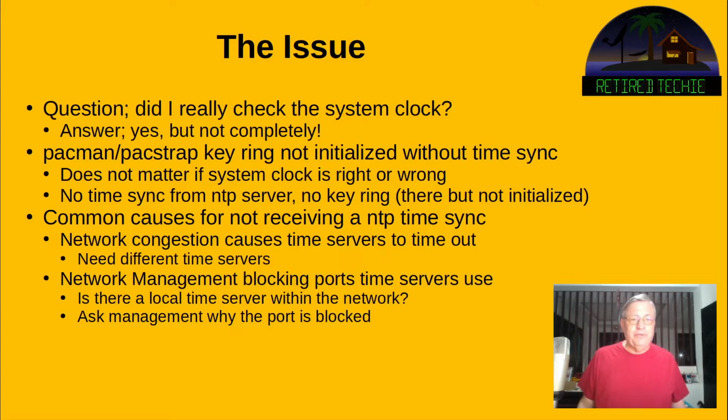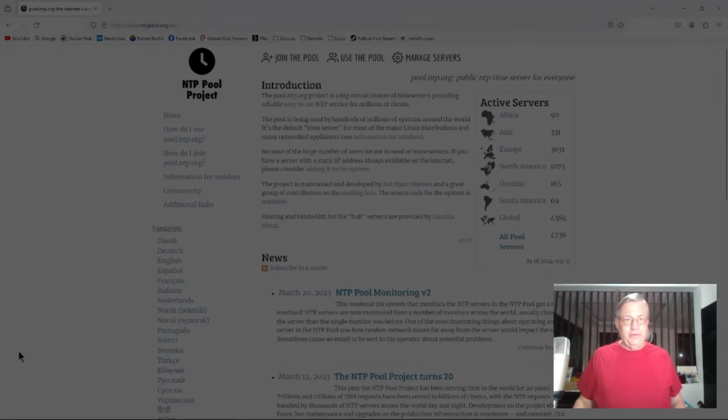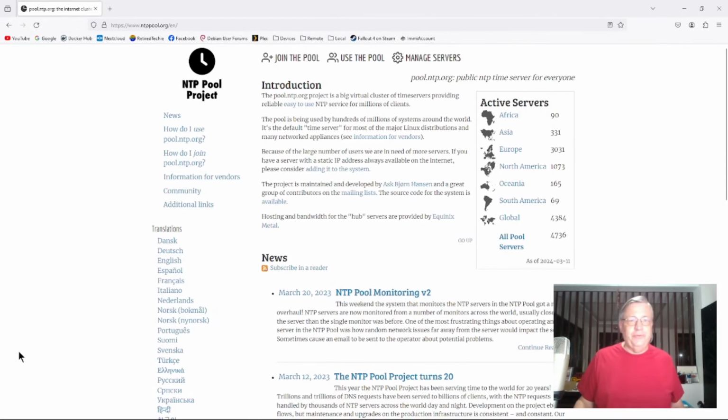The other possibility is network management blocking ports that the time server uses. Generally, when they do this, there is some sort of fallback local time server, which you'll probably have to ask. And when I say block network ports, it's probably your ISP doing it. So you have to ask them. Okay, let's talk network time server, because unless you're the network administrator, the blocking port might be kind of tough.